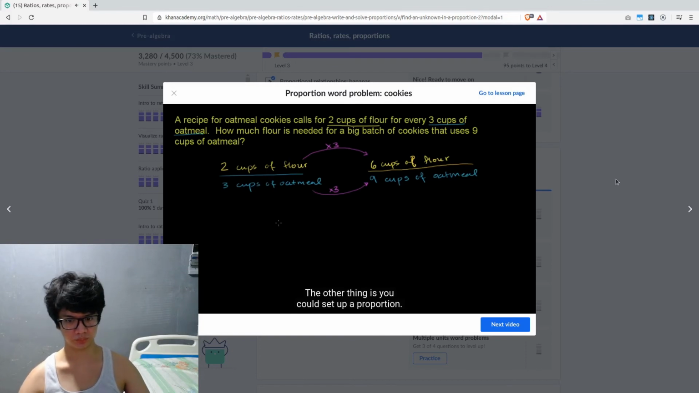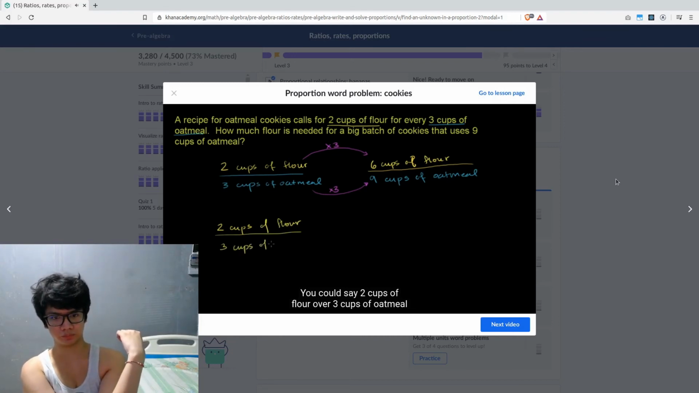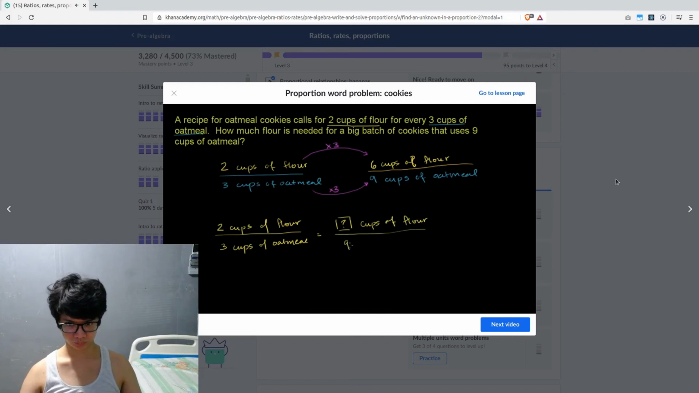The other thing is you could set up a proportion. You could say 2 cups of flour over 3 cups of oatmeal is equal to a question mark in a box, number of cups of flour, over 9 cups of oatmeal. And so, I like this first one, it's really just common sense.